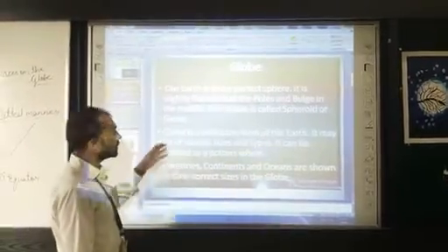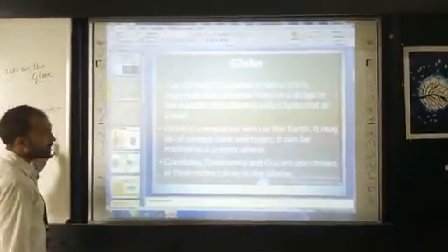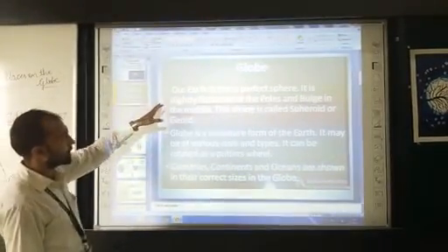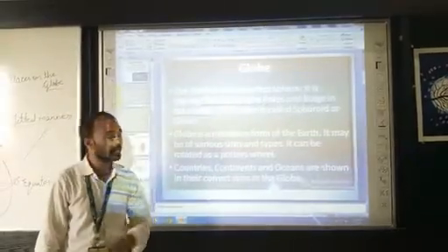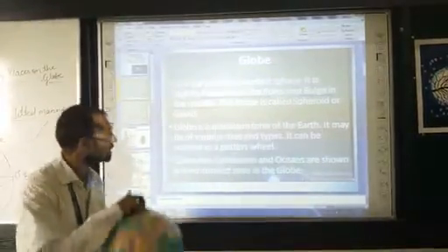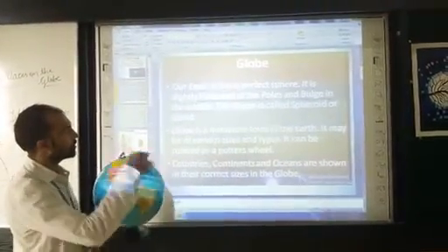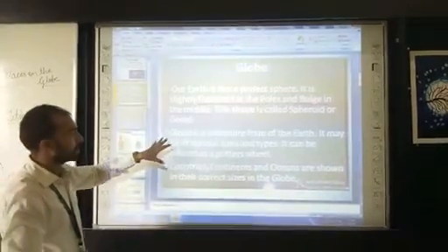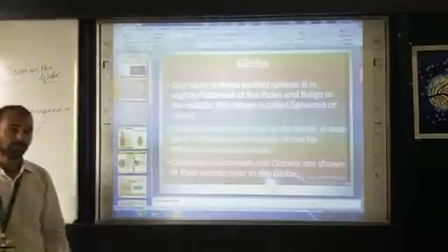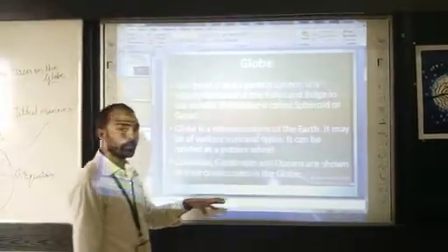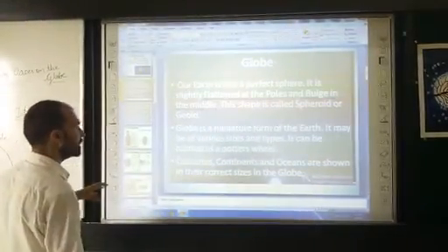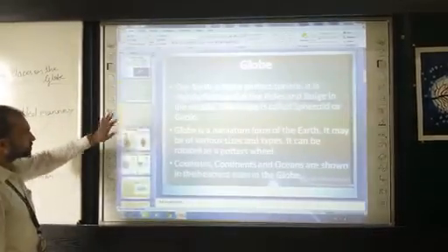So friends, now let us recap the concept we have studied today, that is, the globe. I taught you that our earth is not a perfect sphere, it is slightly flattened at the poles and bulges in the middle. This shape is called spheroid or geoid. A globe is a miniature form of the earth. It may be of various sizes and types, and it is very helpful for us to locate countries, continents and oceans in their correct sizes.